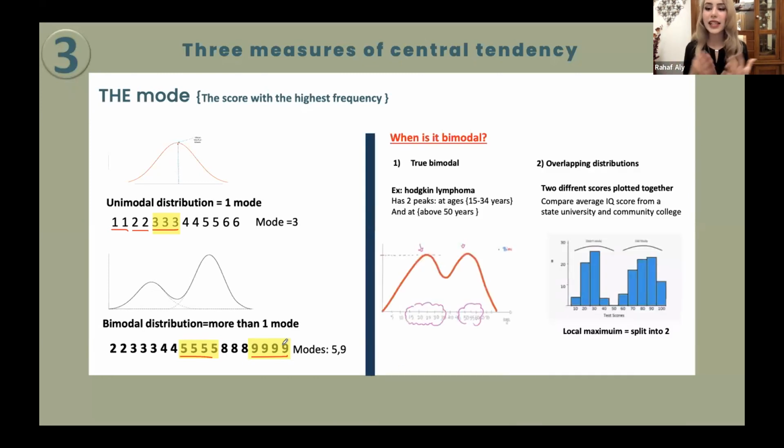It can happen either if it's a true bimodal, which means there actually are 2 peaks that exist. For example, Hodgkin lymphoma is a type of cancer that affects the lymphocytes, which are white blood cells. It peaks at ages 15 to 34 and above 50 years old. So this is a true bimodal because it does peak at these 2 ages. While in the case of overlapping distribution, it's 2 different scores plotted in the same graph. Now, this is usually a mistake, but we can solve this easily by splitting the data. And now we have a local maximum over here and a local maximum over here.